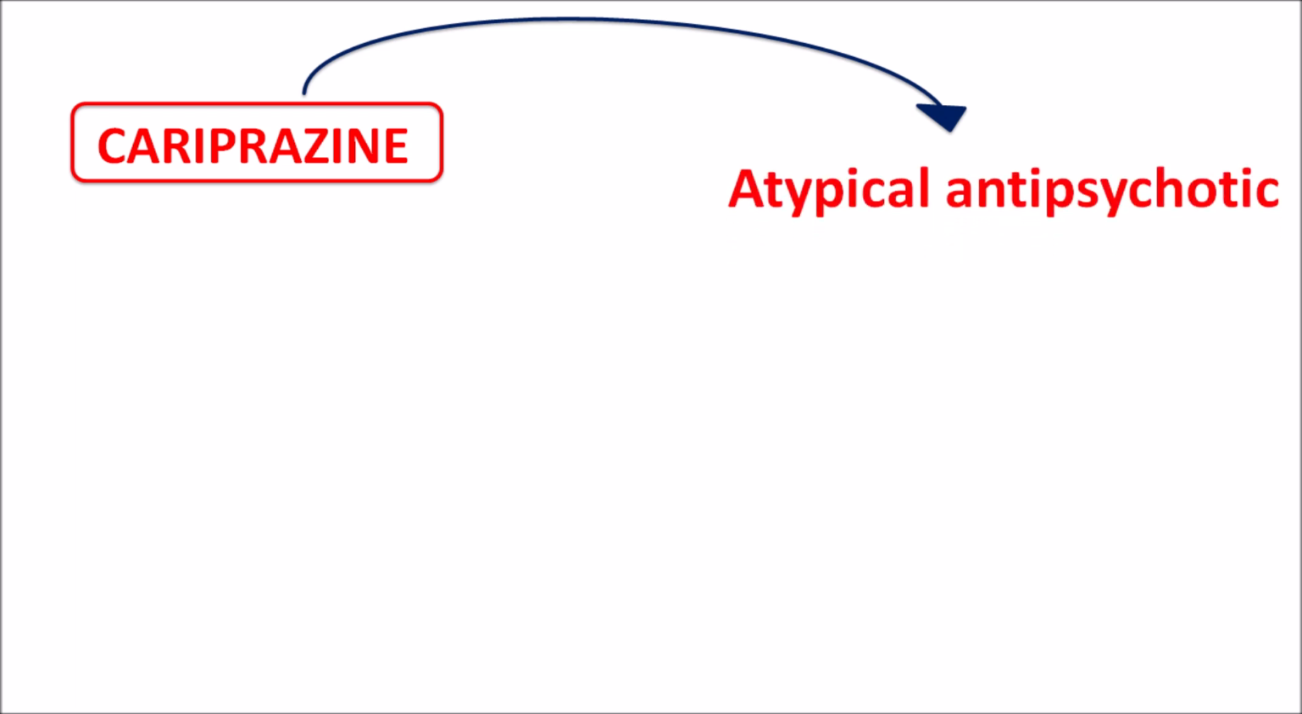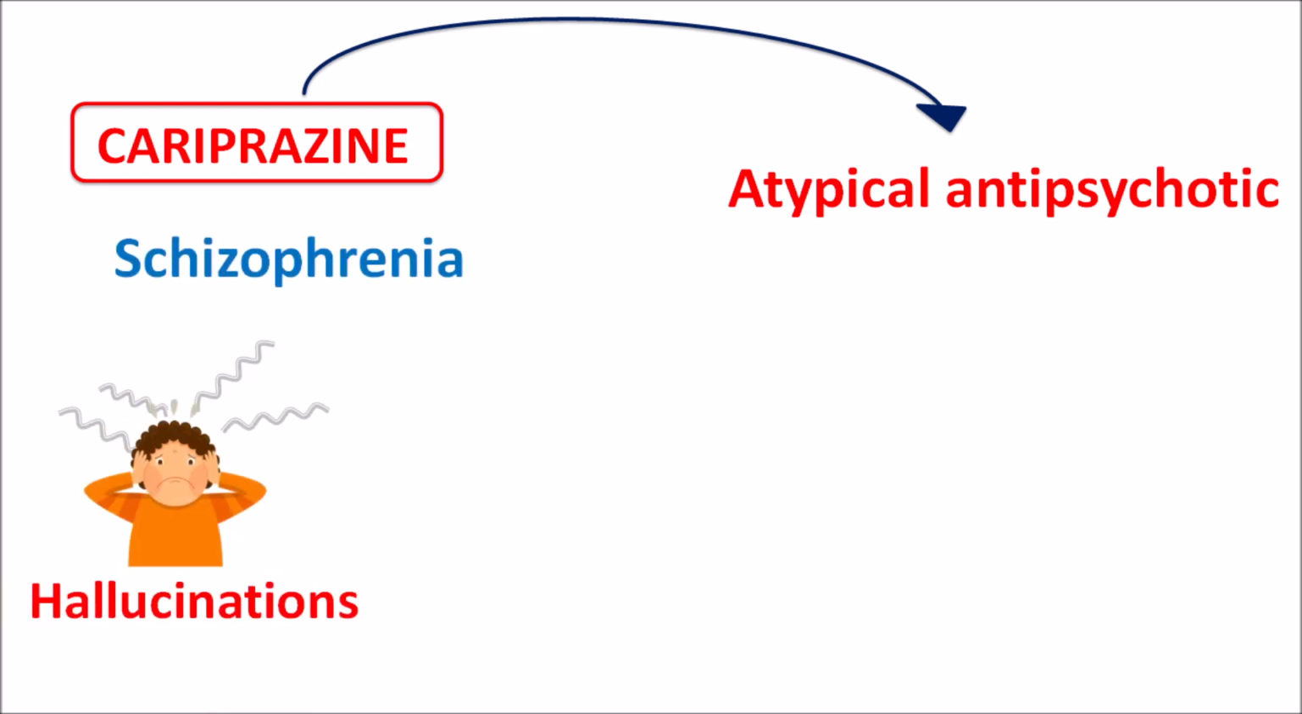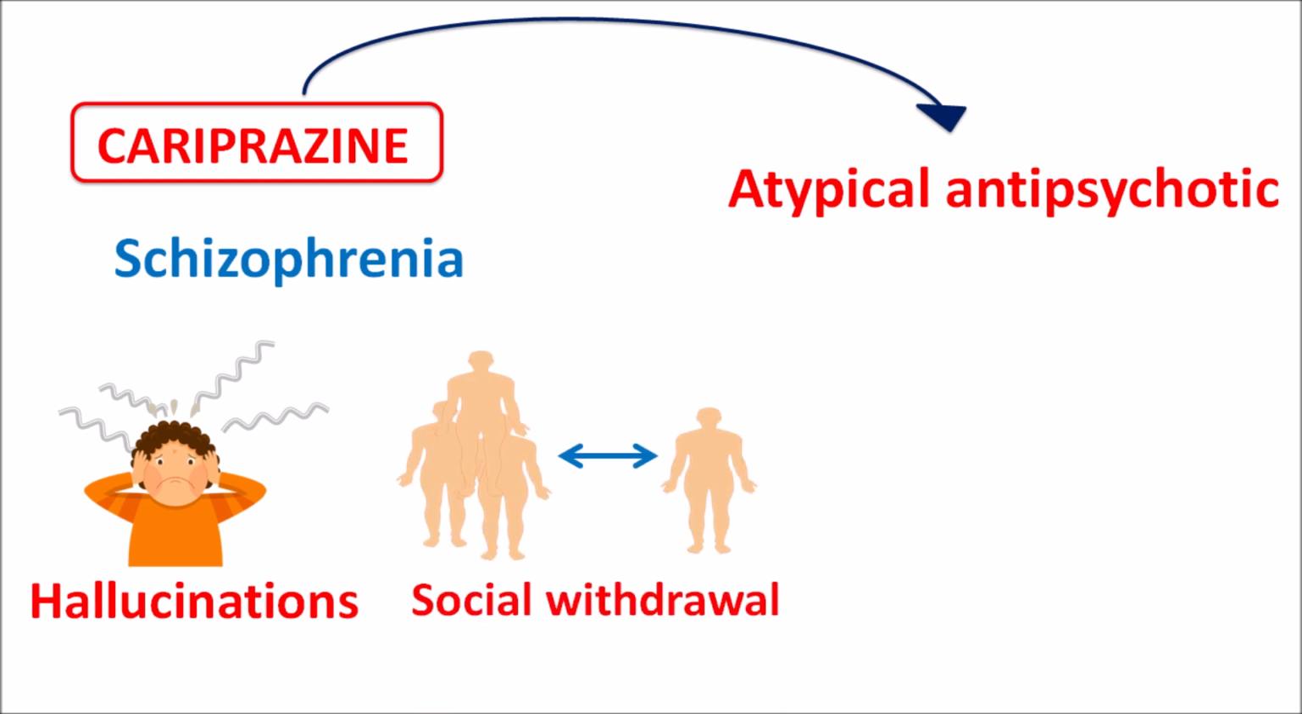What is this drug Cariprazine? This drug is classified as an atypical antipsychotic. It is used in the treatment of schizophrenia, where it can reduce the hallucinations and delusions. It can also reduce the negative symptoms such as social withdrawal and flattening of emotions, being an atypical antipsychotic.